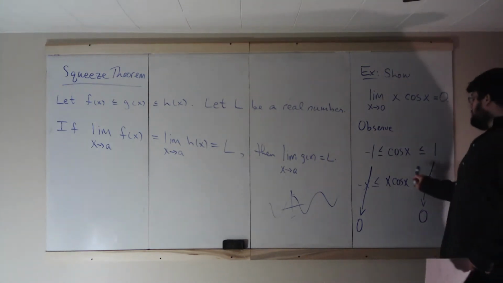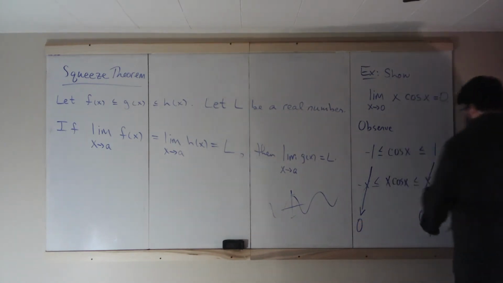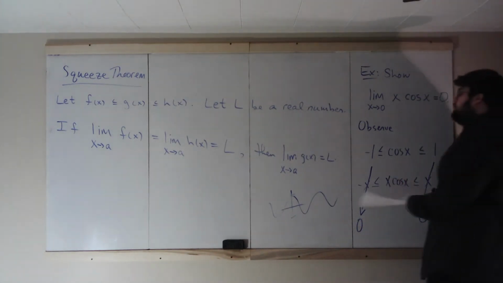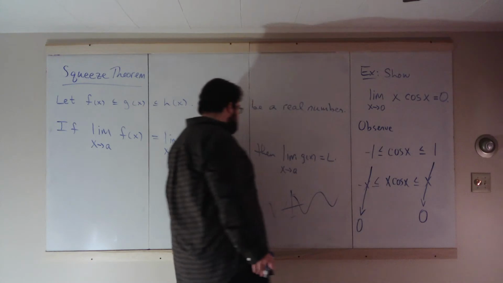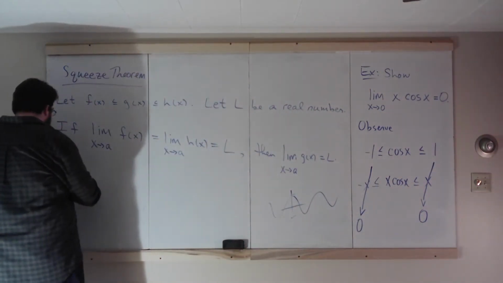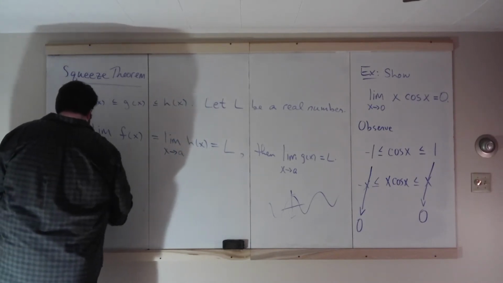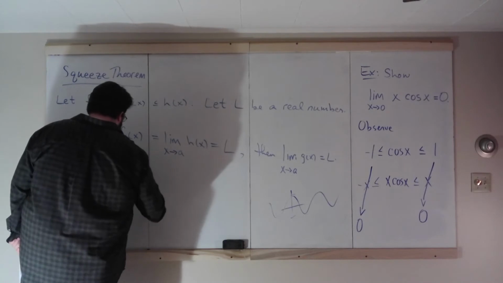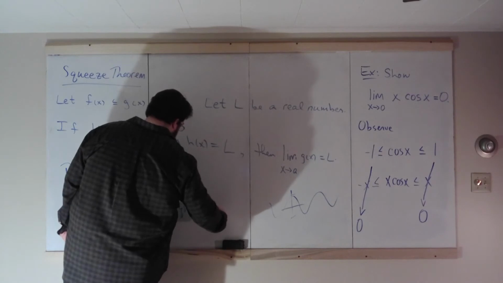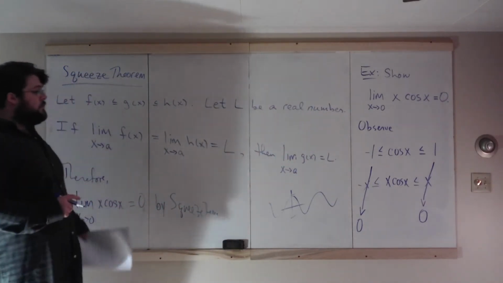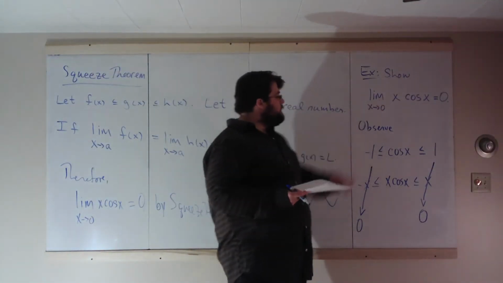So we have that the function in consideration is squeezed between two things which have a limit of 0, which allows us to conclude that the limit is 0. I would normally write this under here, but I drew those arrows a little large, so I'm just going to write it over here. So I'll say, therefore, limit as x approaches 0 of x cosine x equals 0 by squeeze theorem. So we used cosine to find two functions that we could squeeze our original function between.